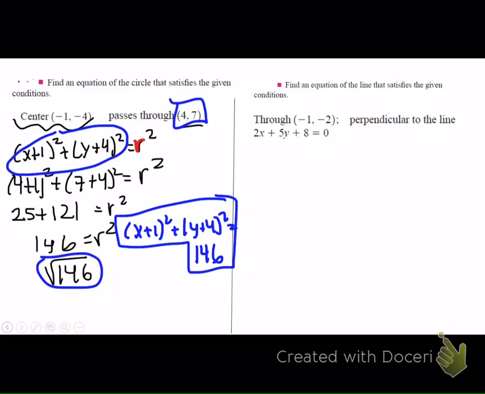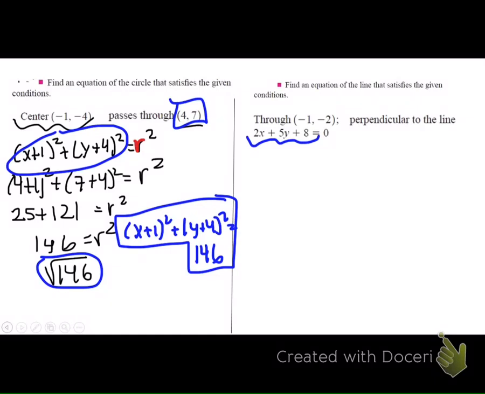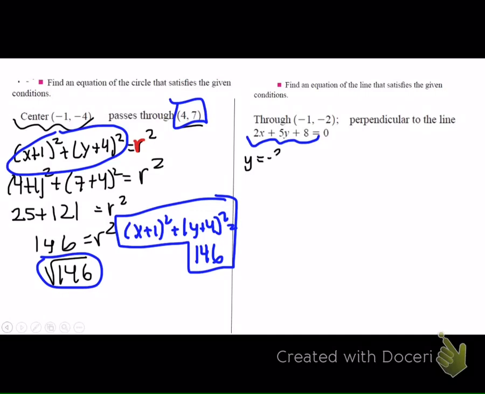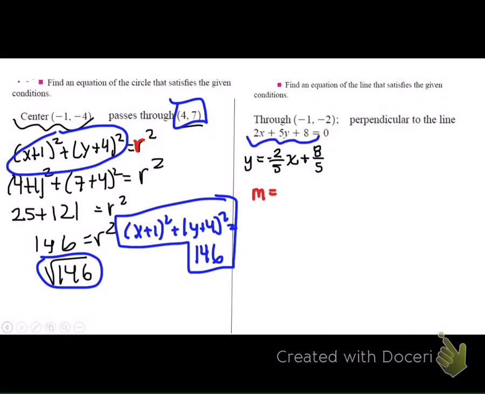The other one, to the right, what we want to do here is find the perpendicular slope to this line. So we're going to rewrite it in y = mx + b form, and we get y = -2/5 x + 8/5. The slope that would be perpendicular is the opposite reciprocal of the original -2/5. So 5/2 would be our reciprocal slope.